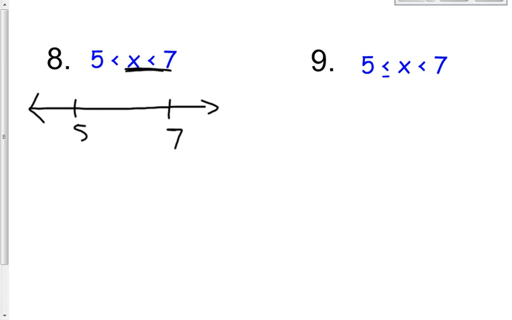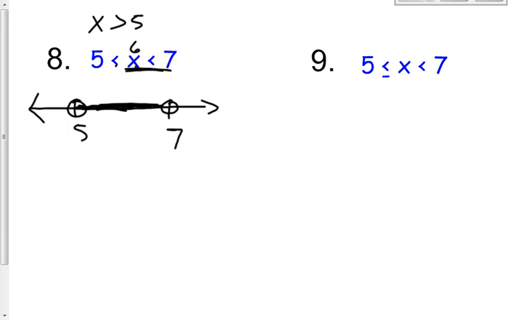It says that x is less than 7. So if this is 7, I'm going to have an open circle here because it doesn't equal 7, it's less than it. And I'm going to shade everything this way until 5 is less than x, which is another way of saying x is greater than 5. So I'm going to stop right here, and I'm going to put an open circle right here. So all my values that make this statement true are in between 5 and 7, such as 6.